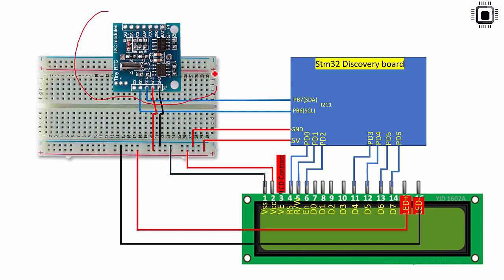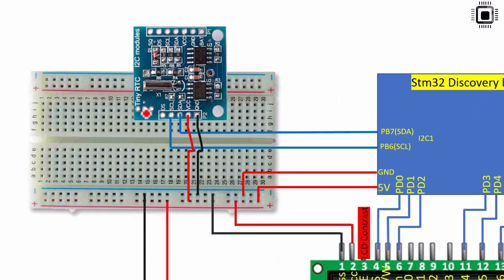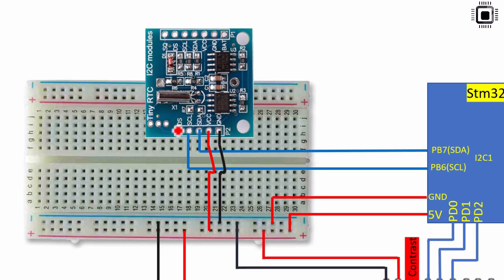This RTC module is connected over two pins, that is, the I2C pins. So we'll be using the same I2C pins at the master side. The board acts as master here, and this RTC module acts as slave. On the RTC module, you can see that there are pins for I2C communication, that is SCL and SDA, and also there is a VCC and ground.